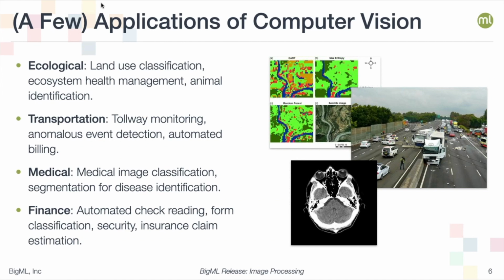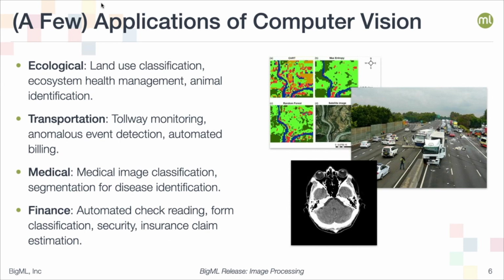And then finance, again, a whole bunch of applications that we already see every day. One interesting one is form classification. You have a bunch of forms coming in, like tax forms. You want to automatically tell which form you're looking at and route it to the proper person or the proper agency to deal with that form.